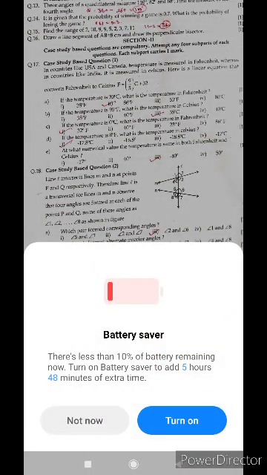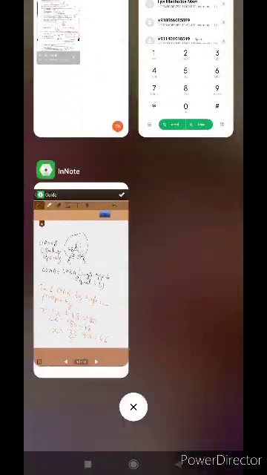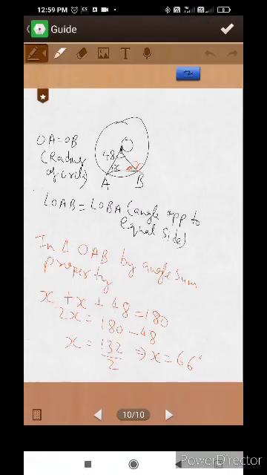The E part the child has not done. So in part E, at what temperature will the values be the same for both Fahrenheit and Celsius? For this we use F is equal to 9 by 5 C plus 32.